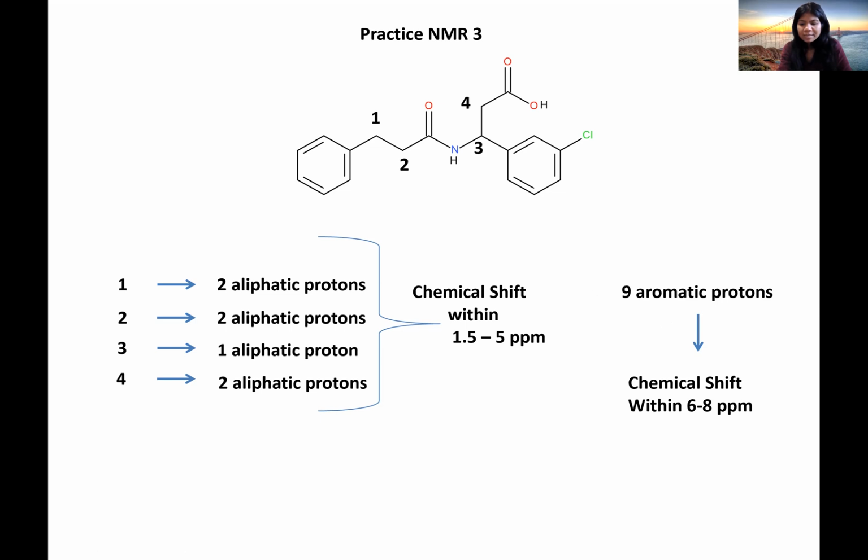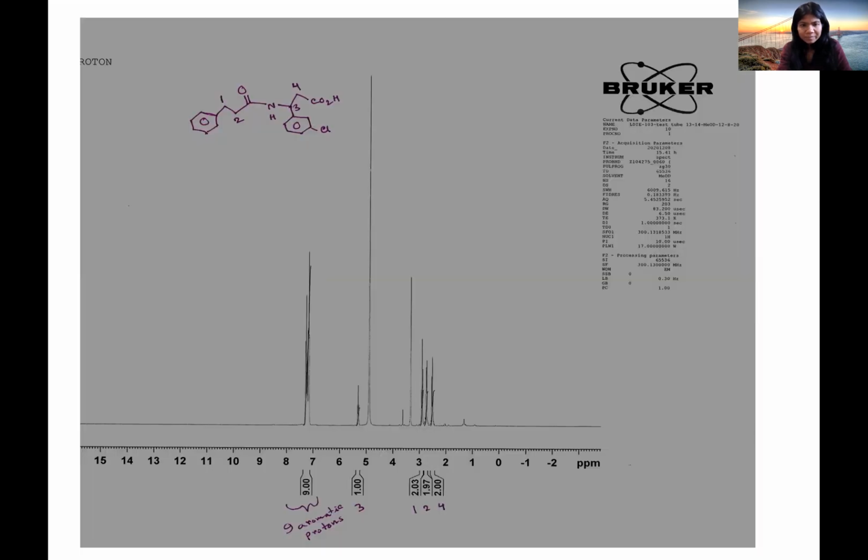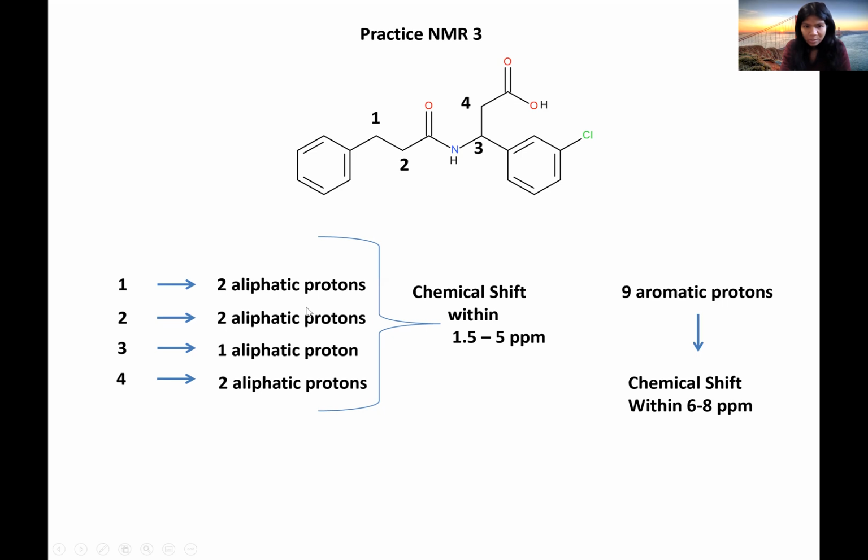So let's quickly check its NMR. So this is the NMR. As you can see, we have a signal corresponding to 2 protons, another for 2 protons, another for 2 protons, another for 1 proton. These are the aliphatic protons. These are what we are looking for.